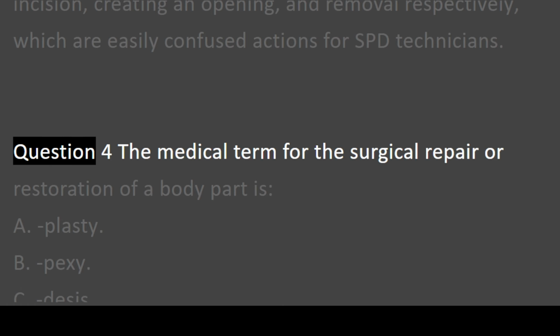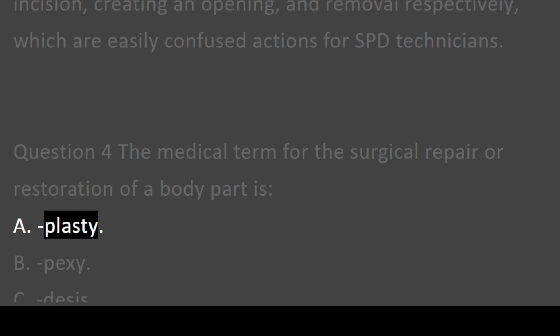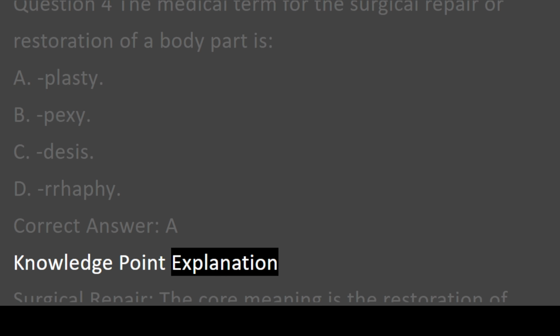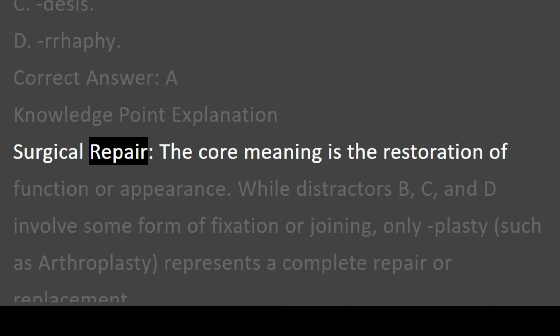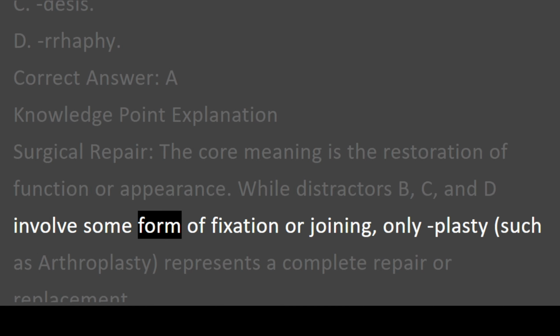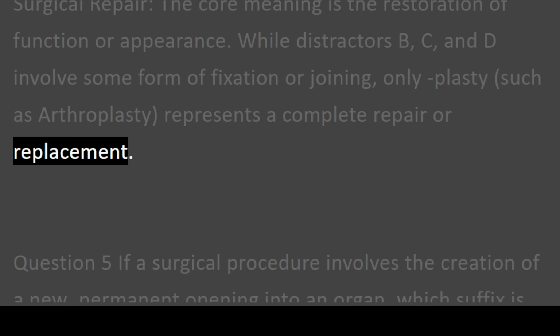Question 4. The medical term for the surgical repair or restoration of a body part is A. Plasty. B. Pexy. C. Adhesives. D. Rraphy. Correct answer, A. Knowledge point explanation. Surgical repair. The core meaning is the restoration of function or appearance. While distractors B, C, and D involve some form of fixation or joining, only plasty, such as arthroplasty, represents a complete repair or replacement.